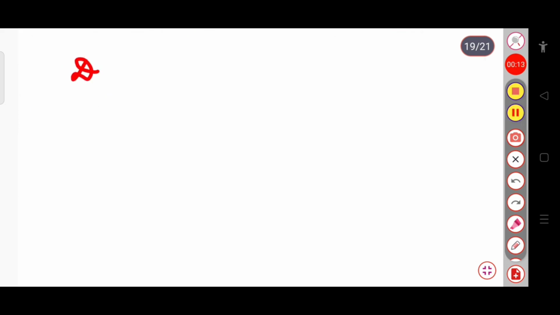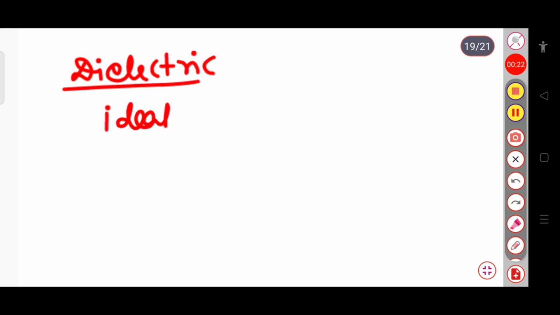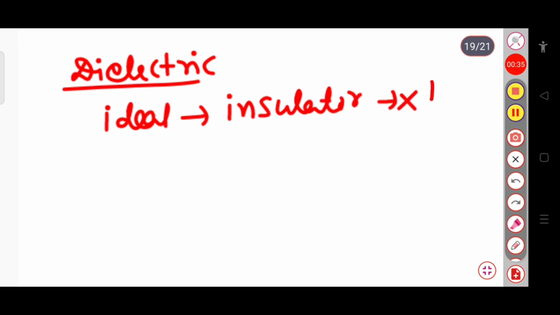We have already discussed the dielectric material. An ideal dielectric behaves like an insulator. Insulator means basically it has no free charge carrier, so it will not conduct.